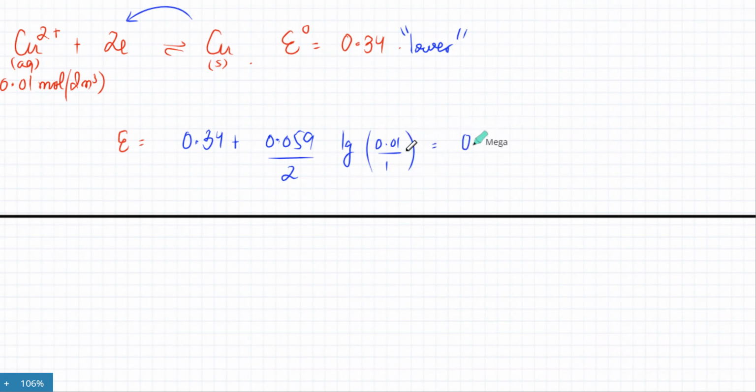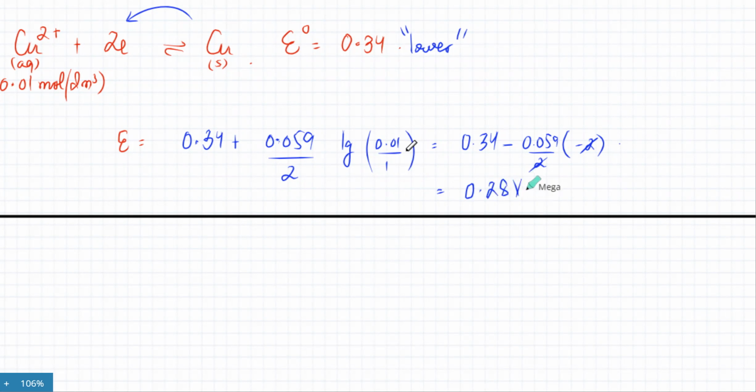Can somebody try and calculate this, what the value is? 0.34 plus 0.059 divided by 2 into -2. So if you do that, the 2 gets cancelled out. So it's 0.28. So you're getting 0.28 volts.